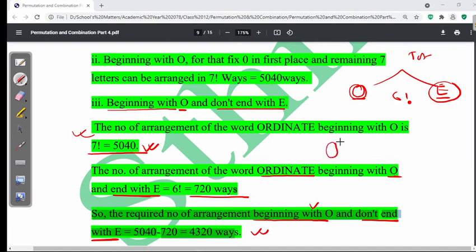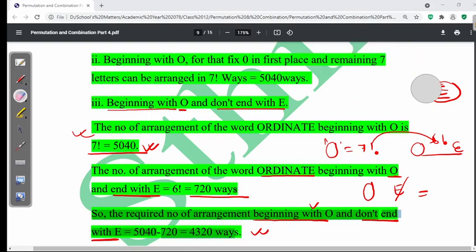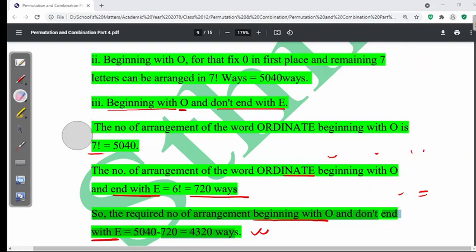Again, I want to highlight this. Firstly, beginning with O, that is 7 factorial ways. Beginning with O and ending with E, that is 6 factorial ways. But our condition is beginning with O but not ending with E. That's why from 7 factorial we have to subtract 6 factorial to obtain the required condition. Okay, now moving to the next question.